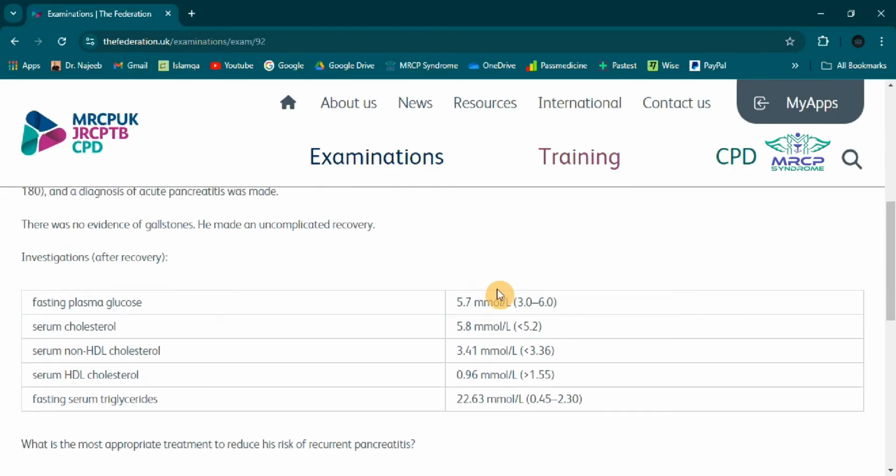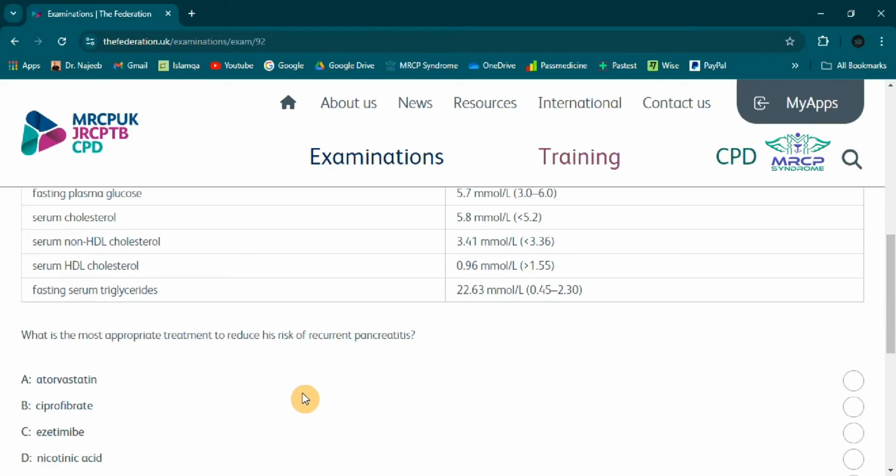And if we look at the post-recovery lipid profile, the fasting plasma glucose is normal, meaning there is no diabetes. Serum cholesterol level is slightly elevated. Serum non-HDL cholesterol is slightly elevated. The HDL level is reduced. The fasting serum triglyceride level is significantly elevated. So most likely this is the severe hypertriglyceridemia associated pancreatitis.